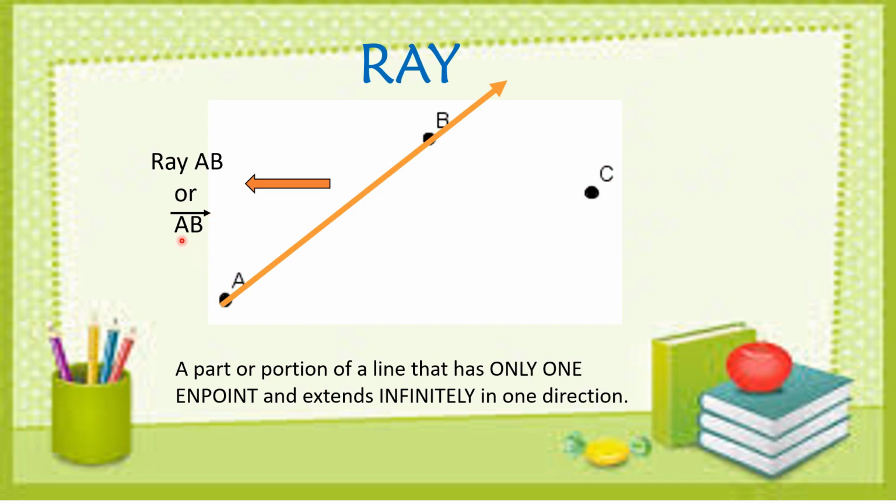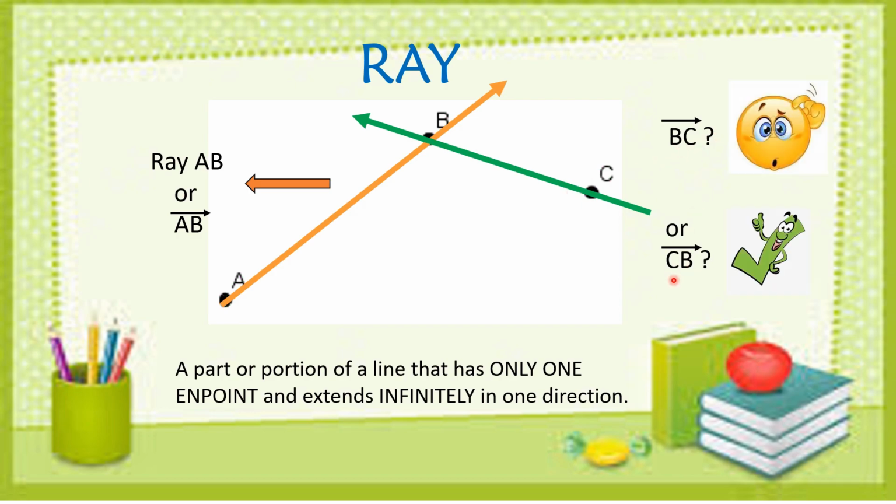The initial letter must be the endpoint, and the next letter or the second letter must be any point on the ray. Let's try to connect C going through B and infinitely in this direction. So, how do you call this ray? Is it ray BC or ray CB? Let's check. So the correct name for this ray is ray CB, since C is the endpoint and B is any point on this ray.